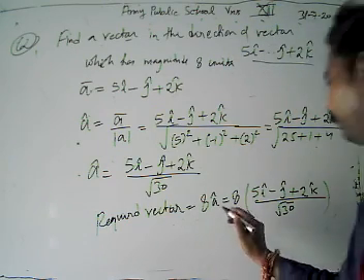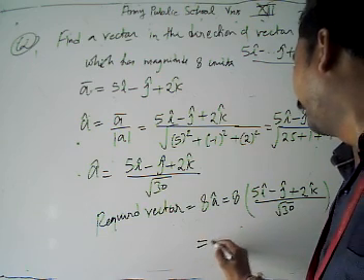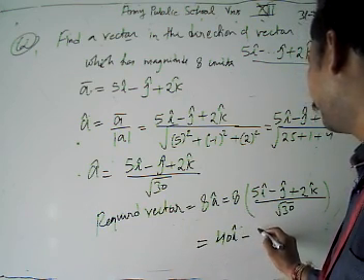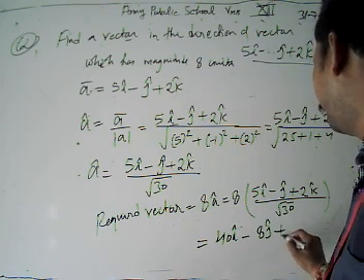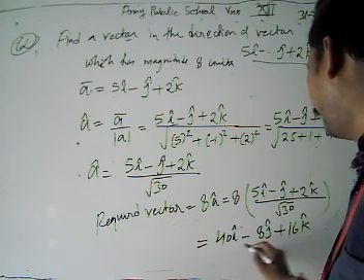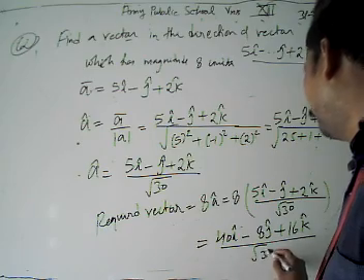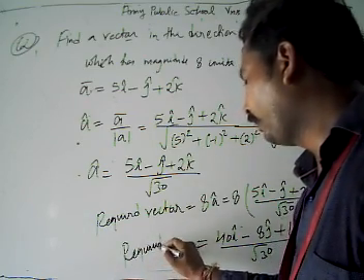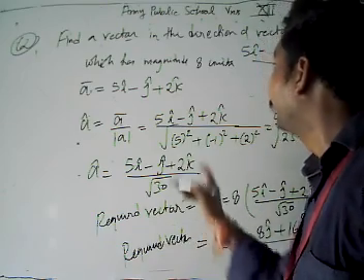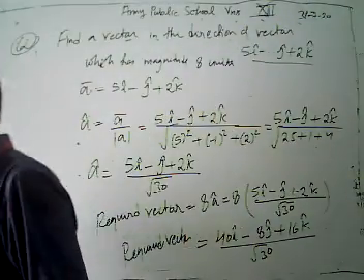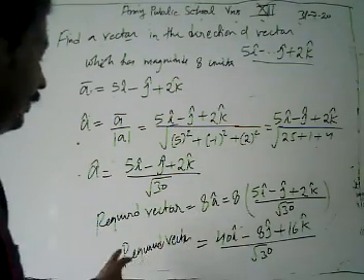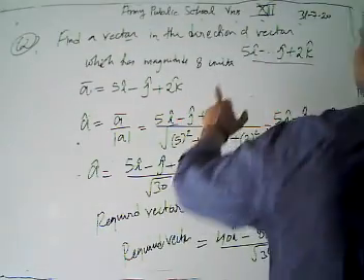Also we can further solve. Our required vector is given by 40 i cap minus 8 j cap plus 16 k cap, and the whole over root 30. This is our required vector in the direction of the given vector A, and its magnitude is 8 unit.